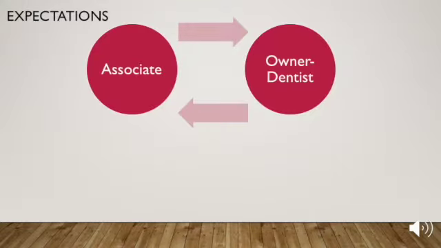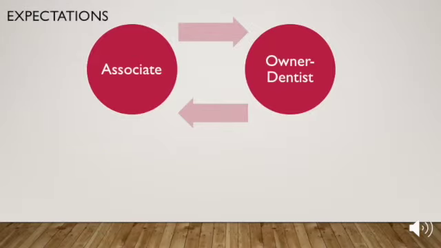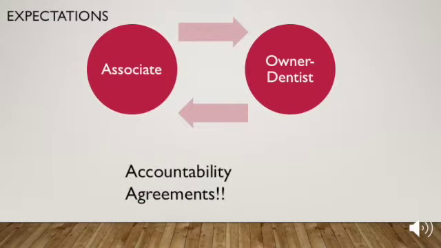Next would be expectations. Let's wrap it up by saying that as the owner dentist or the senior doctors, we have expectations of our associates, and they also have expectations of us. So the biggest thing is accountability agreements, which is basically their contract, although it's not a bad idea to have separate accountability agreements that you review monthly. If you have the series of accountability agreements, we'll go through, hey, are we still on timeline for our CE? Are you doing everything that we expect of you in that timeline?